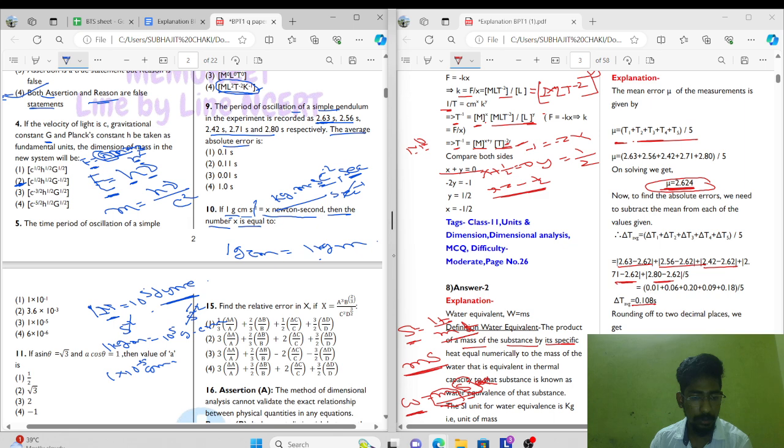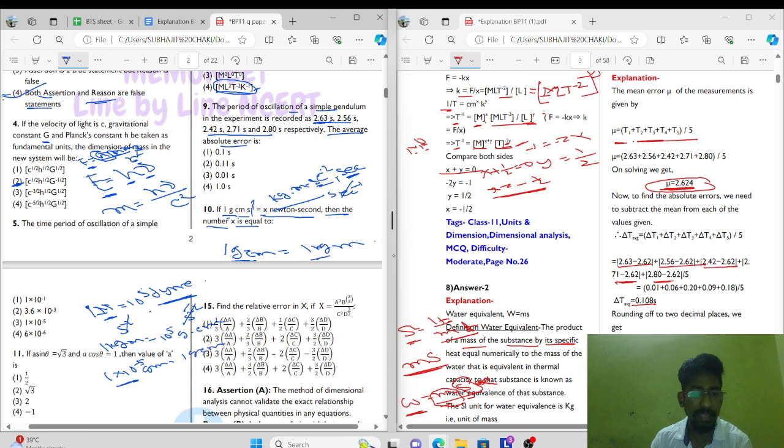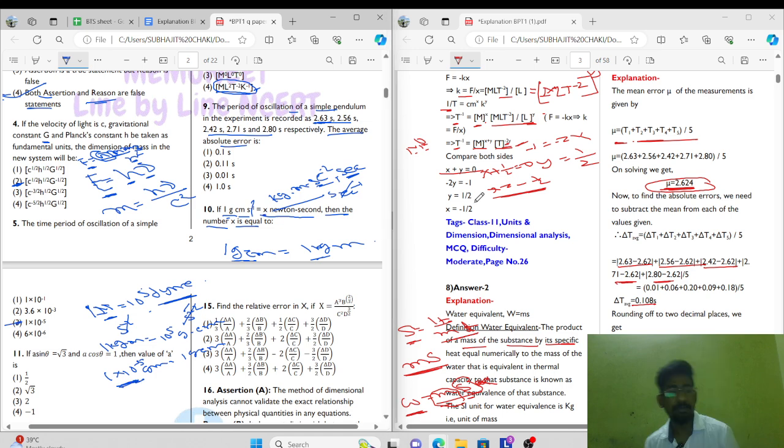So 1 gram centimeter is already here, I think. 1 kg meter is there, but here it is 10 to the power minus 5, and here it is x. So the value of x will be equal to 1 into 10 to the power minus 5. This is a very simple problem, right? Very simple, if you remember that 1 Newton equals 10 to the power 5 dyne.